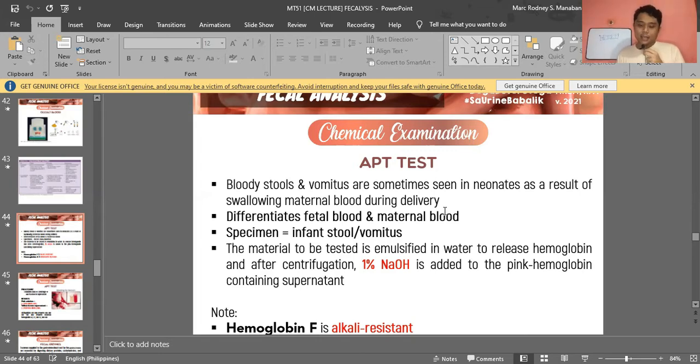Kaya gikan yun sa GI sa imuhang newborn na bleeding. Okay? So, and that is the purpose of your APT test. We have to differentiate the source of blood. Is it maternal or fetal blood? And what is the source?